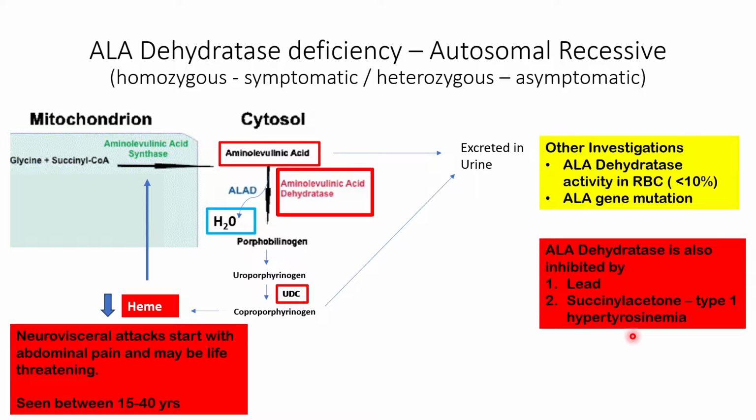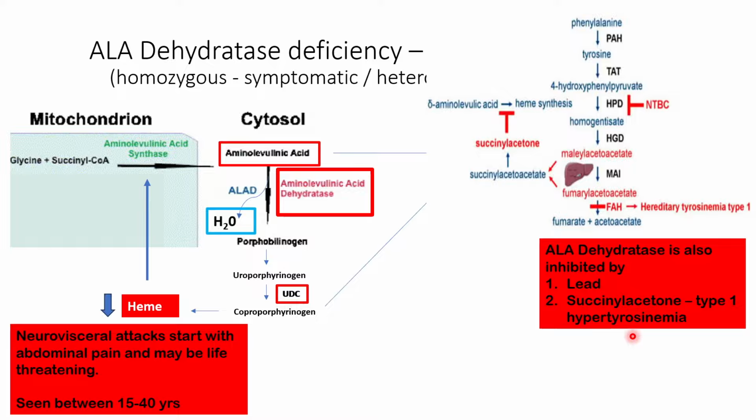Now if you look at the metabolism of tyrosine, tyrosine comes from phenylalanine and ultimately tyrosine is broken down into fumarate and acetoacetate. So it is both glucogenic as well as ketogenic. Now this is the enzymatic defect in type 1 hypertyrosinemia.